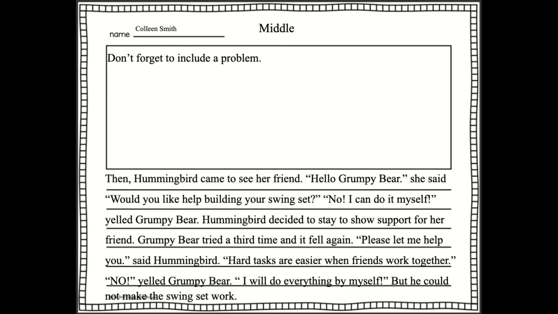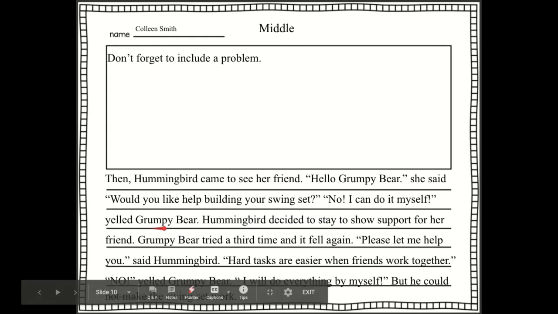Oh, do you guys notice my dialogue already? That's right. Hummingbird said hello to her friend Grumpy Bear. "Would you like help building your swing set?" "No, I can do it myself," yelled Grumpy Bear.